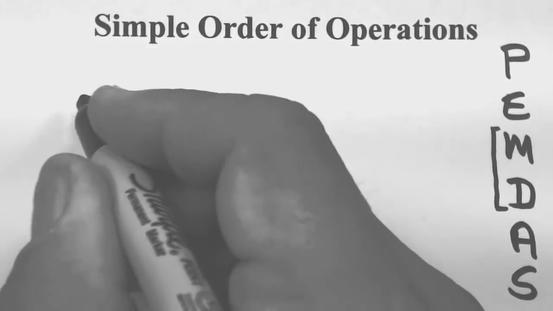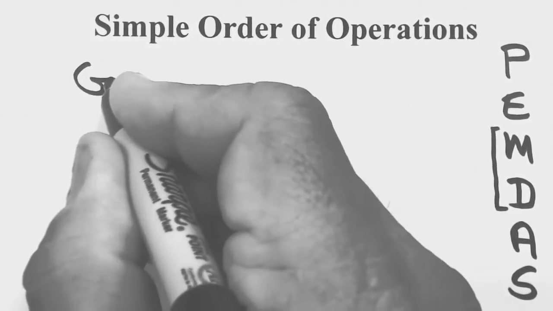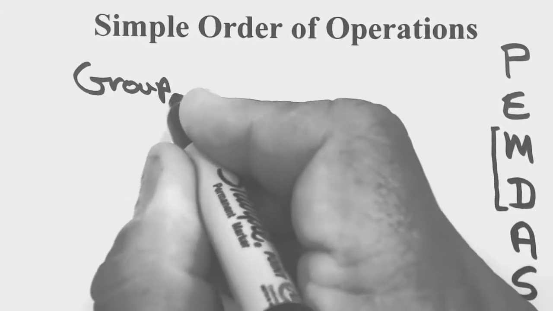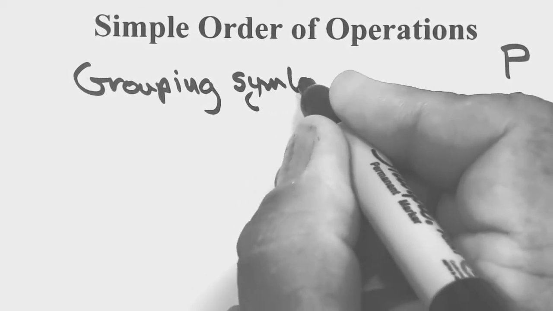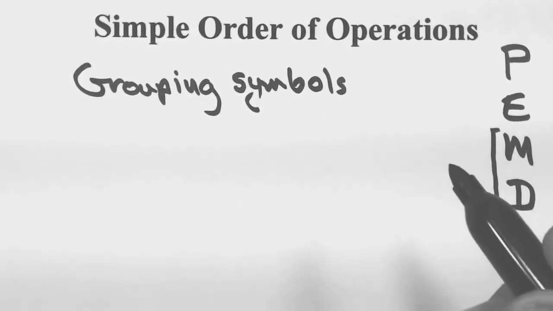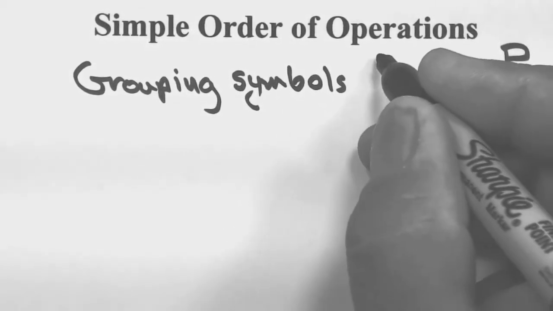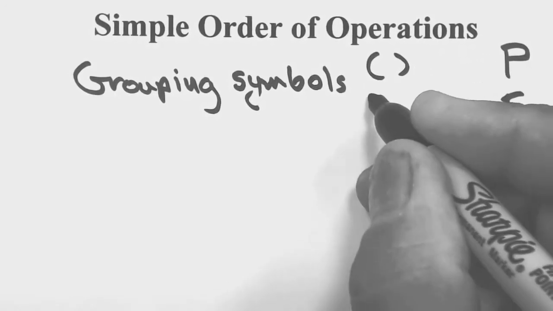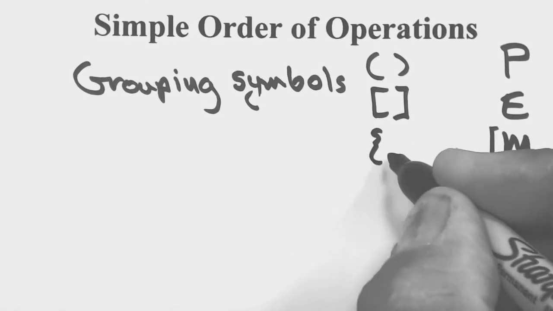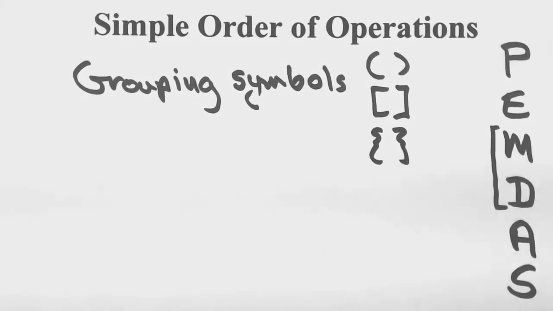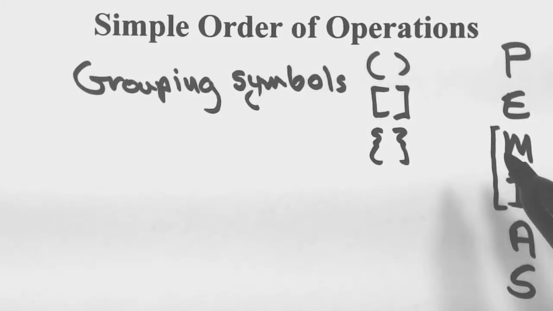First off, of course, we're supposed to do anything that is in what are known as grouping symbols, and the most common one of these grouping symbols, of course, is the parentheses. But besides parentheses, it also includes the square brackets and the curly brackets. So all of those are grouping symbols, and anything inside of those you have to do first.